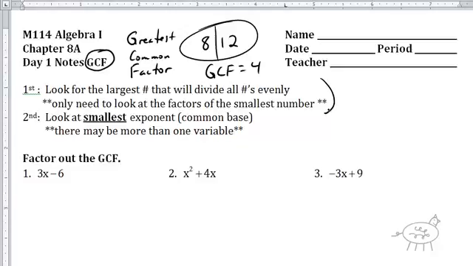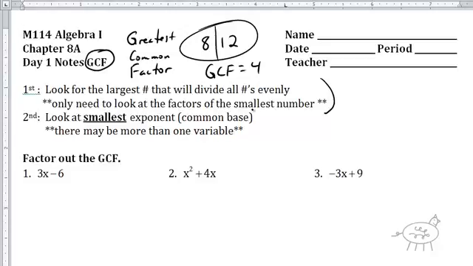It says look for the largest number that will divide all numbers evenly. Only need to look at the factors of the smallest number. So in other words, I have the 8 and the 12. I only need to look at really 8, and then whatever number goes into 8 also has to go into 12. We'll get into some examples here in a little bit.